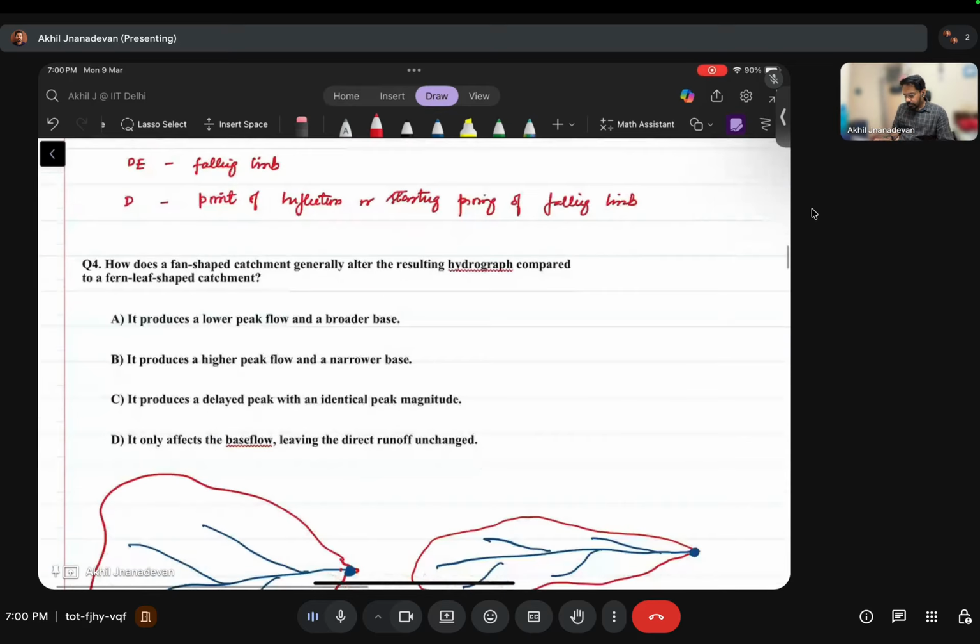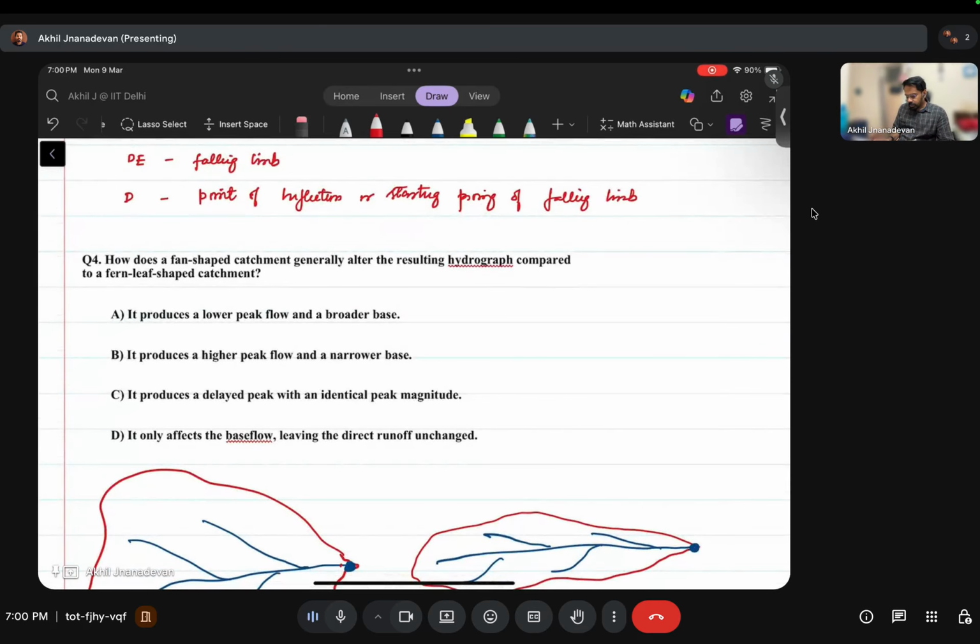So here they have been asked to compare both. It produces a lower peak flow. So how does a fan shape alter the characteristics? The options given are the fan shape and the font shape. It produces a lower peak flow and a broader base.